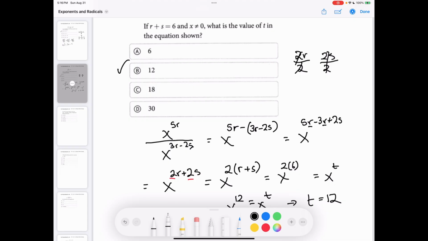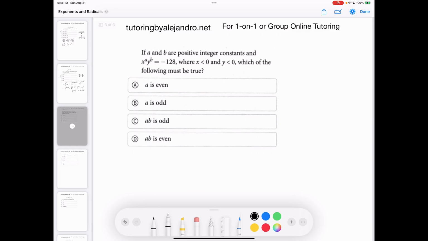Great. All right. So our third problem says if a and b are positive integer constants and x to the a times y to the b is equal to negative 128, where x is less than 0 and y is less than 0, which of the following must be true? Okay. So that means whatever option we pick has to be true in every case, okay? So be careful with that.